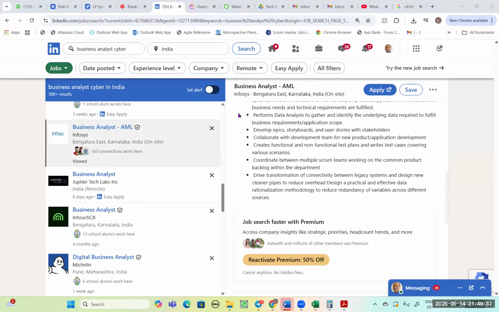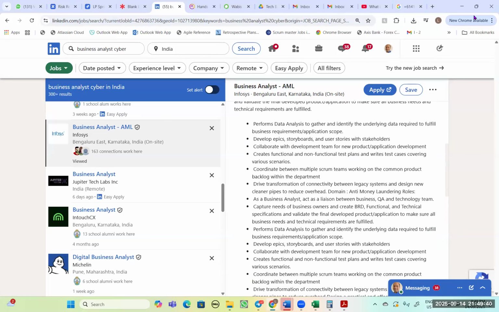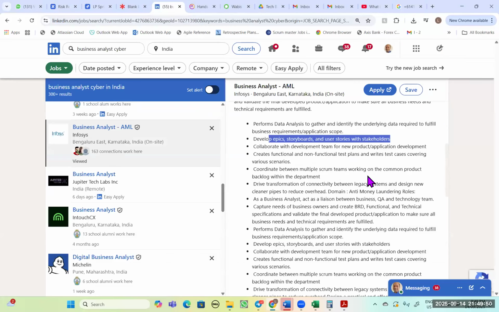Mandy, if you see, I assume that you're from India. I'm just opening on the screen share a job description: business analyst, AML, anti-money laundering. So same thing, right? What our DP was saying: perform the data analysis, develop the epics and user stories for the stakeholders. This is what they're asking for.